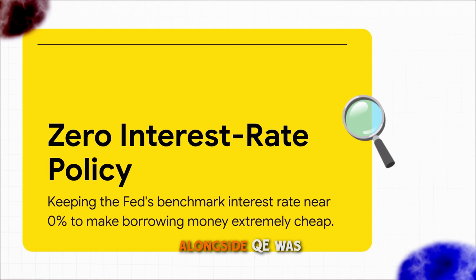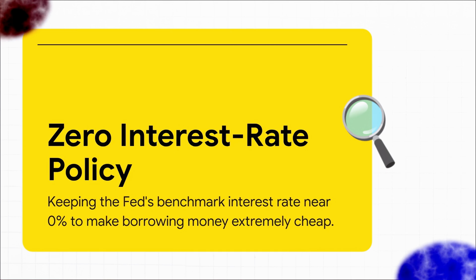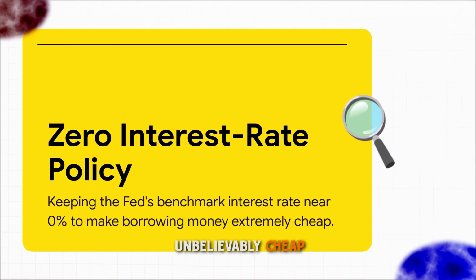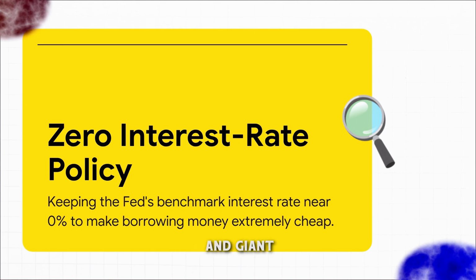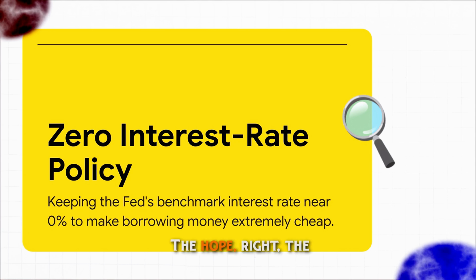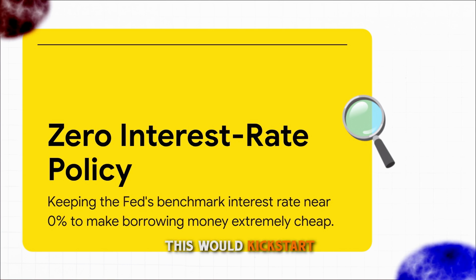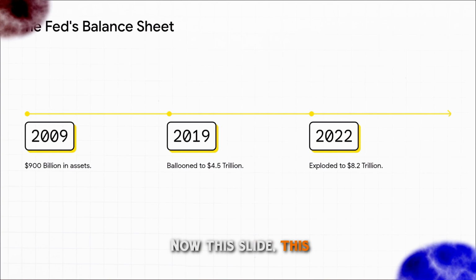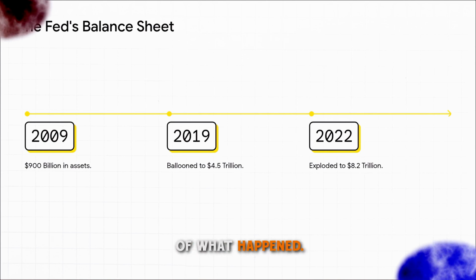And working right alongside QE was something called ZIRP, the zero interest rate policy. By keeping its main interest rate near zero, the Fed made it unbelievably cheap for banks, hedge funds, and giant corporations to borrow money. The hope, the theory, was that this would kickstart a huge wave of productive investment all across America.